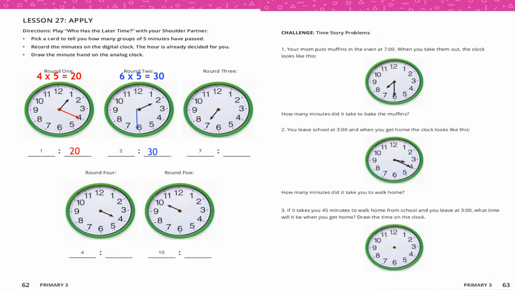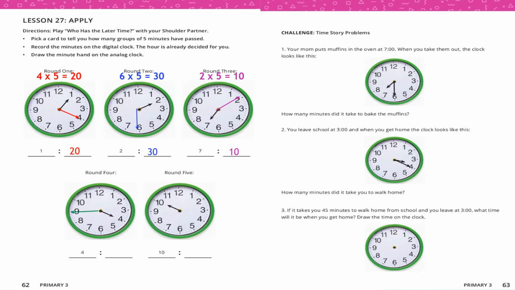In clock 3 here, we have the short hand for 7. We will write 7 in hours. And the long hand is referring to 2. So 2 groups of 5. 2 times 5 equals 10. We will write 10. So it's 7:10. Clock 4, the short hand is referring to 4. We will write 4 in hours.